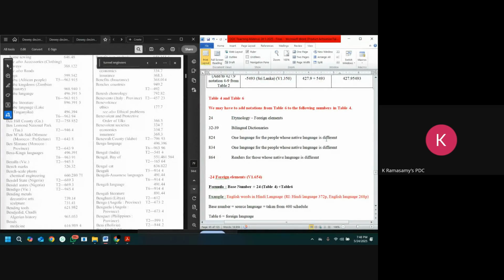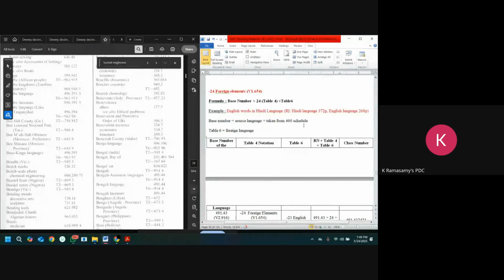See, for example, there are some terms like etymology or bilingual dictionaries. What is etymology? Sometimes a set of foreign words from another language will come and be used in your language. For example, French words in Tamil. A lot of French words are being used in the English language. That's called foreign elements. And secondly, bilingual dictionaries. I'll show you how you can construct numbers for these two things.